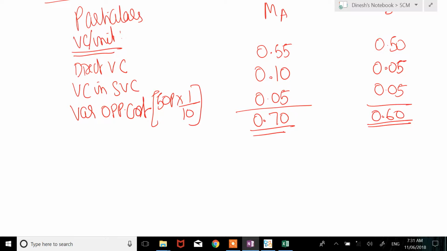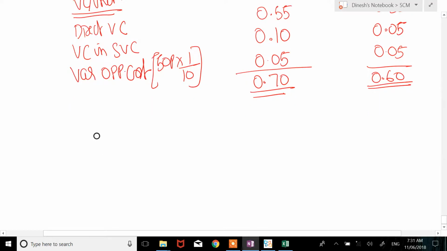VC per unit 0.70 and 0.60. Any doubts on this? Then total fixed cost.